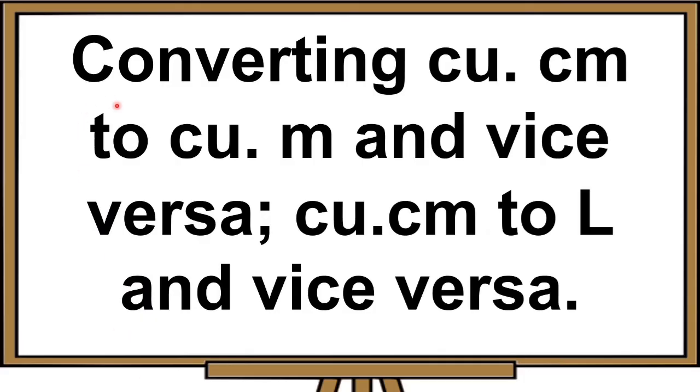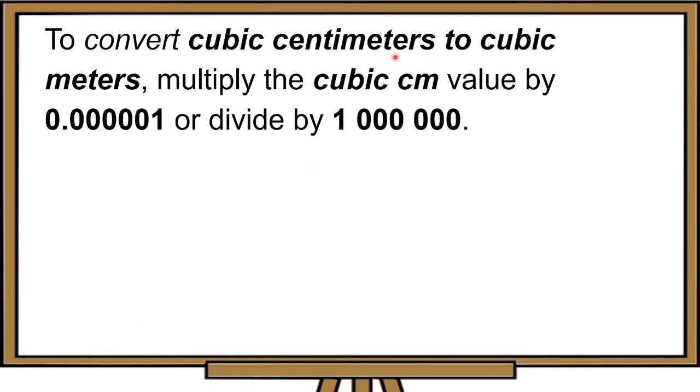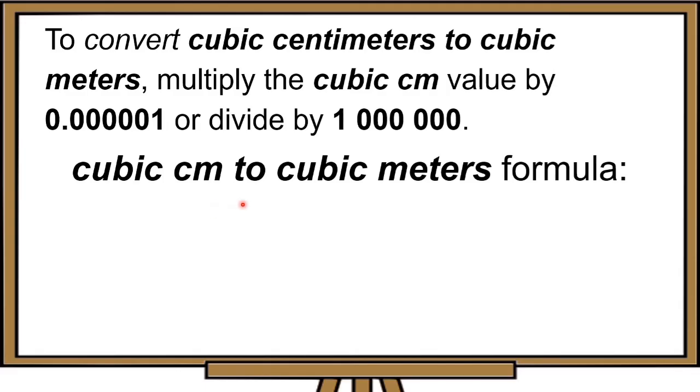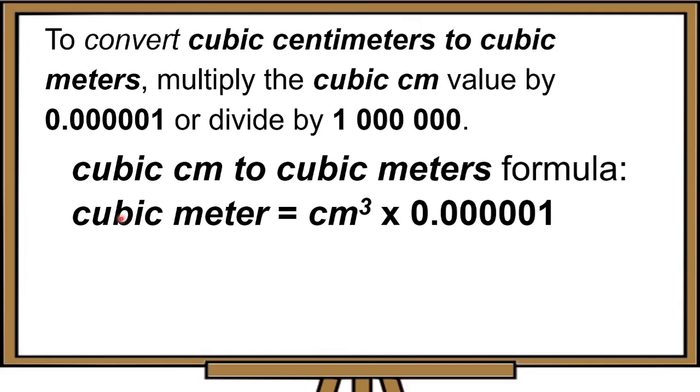We have our last topic, converting cubic centimeter to cubic meter and vice versa, cubic centimeter to liter and vice versa. Convert cubic centimeters to cubic meters, multiply the cubic centimeter value by 1 millionth or divide by 1 million. Cubic centimeter to cubic meter formula. The first one, you can use this. Cubic meter is equals to cubic centimeter times 1 millionth.